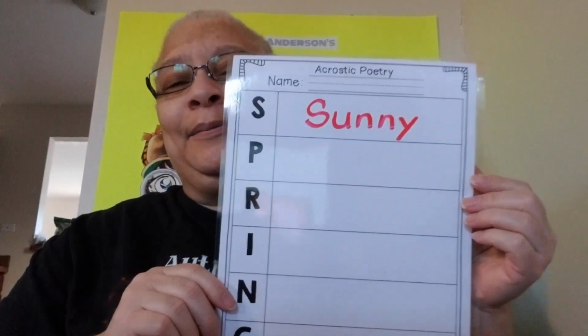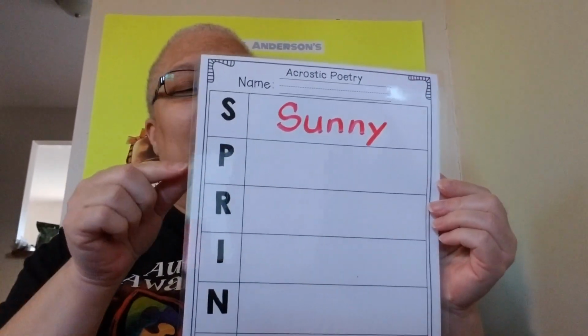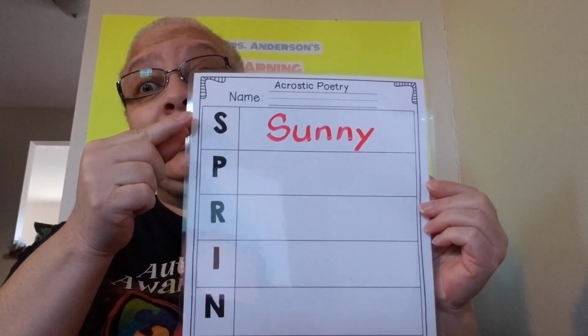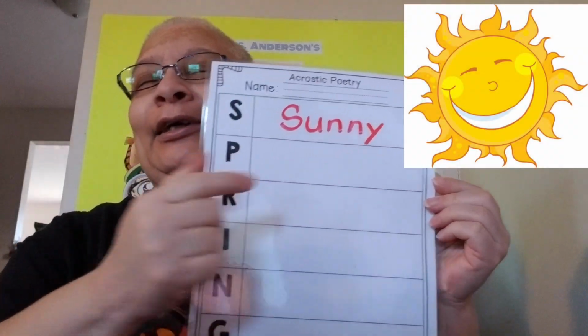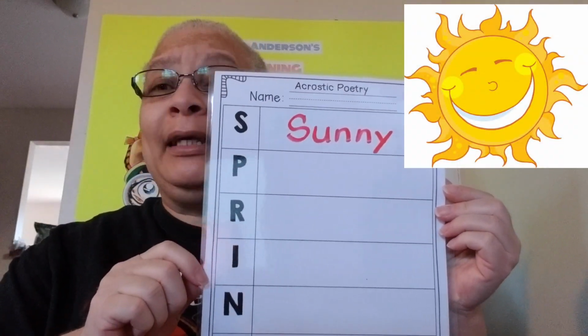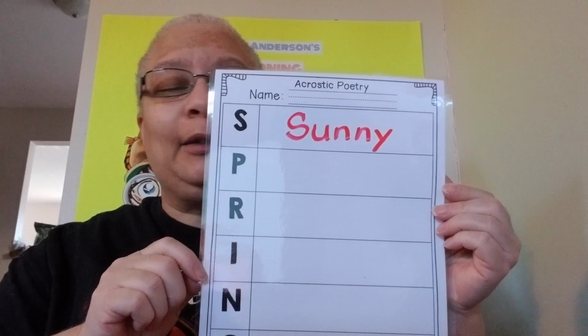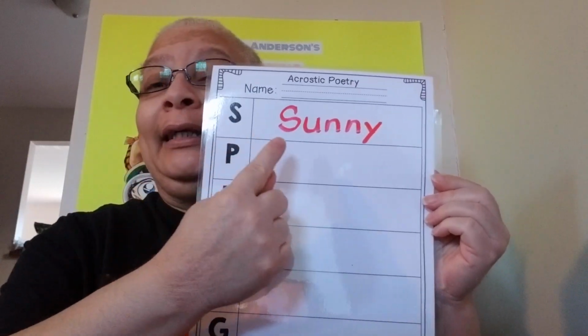So for me, the best thing about spring that starts with an S is that it's sunny. Oh, the sun makes me so happy. It feels so warm and it makes me smile. So for S, I'm writing sunny.